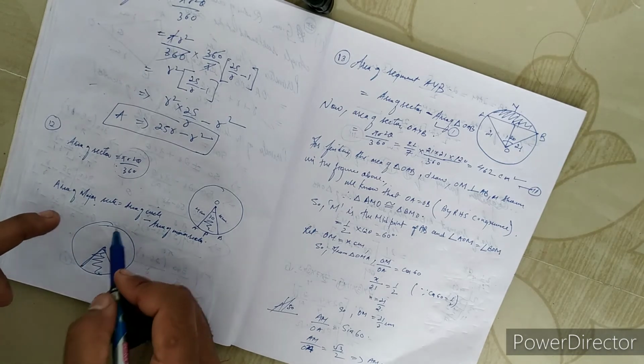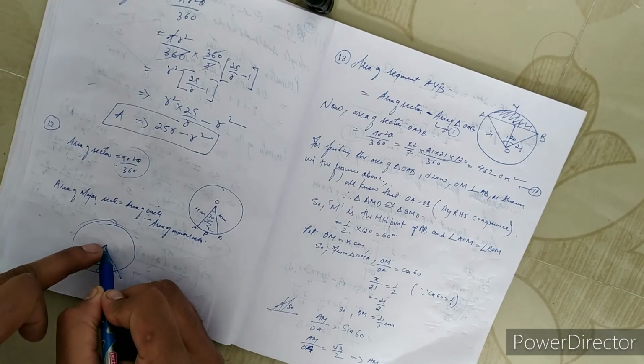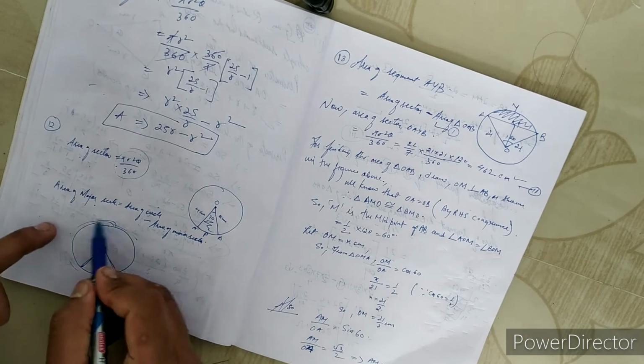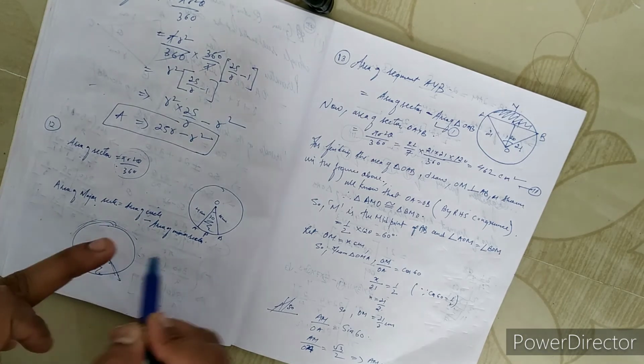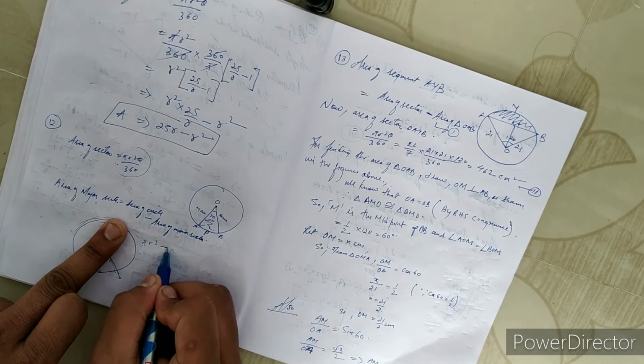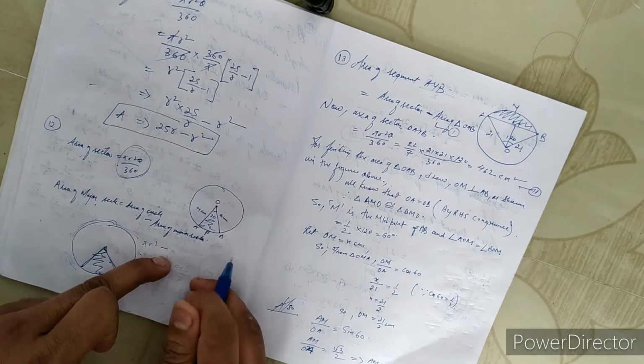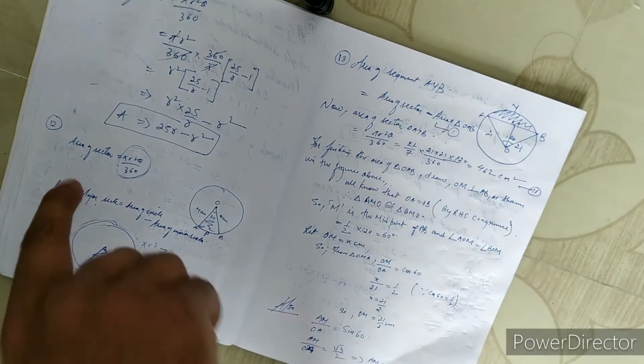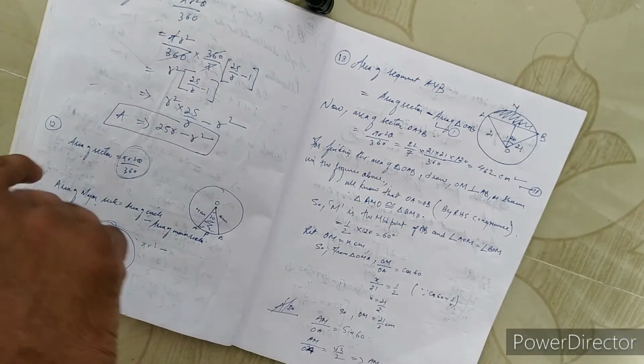But for the major sector, what do you have? Area of circle minus area of the minor sector. Then only you'll come to get the answer. Area of circle, you already know the formula, pi r square. Area of minor sector, you'll get it from here. Just put it, do it carefully. This question is simple and important. This type of question comes in exam.